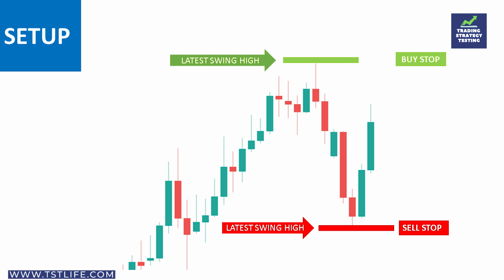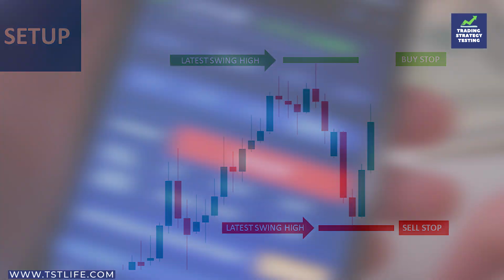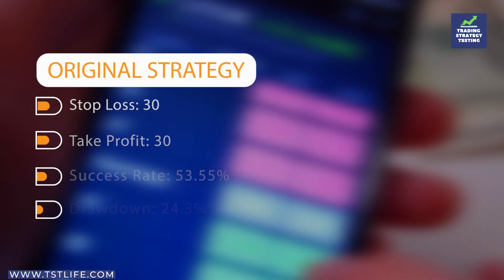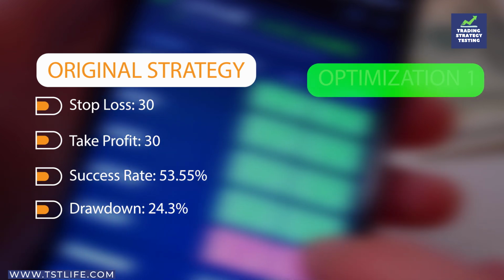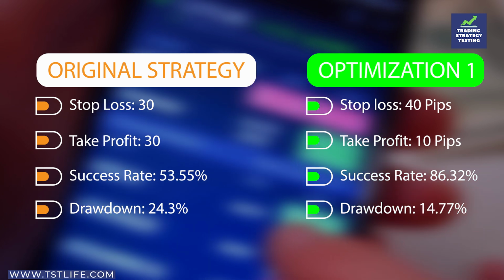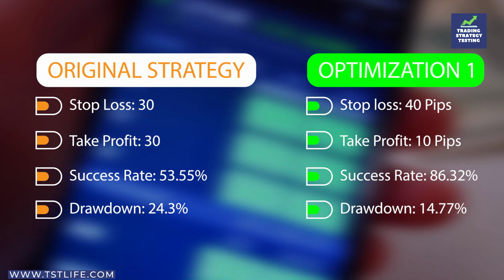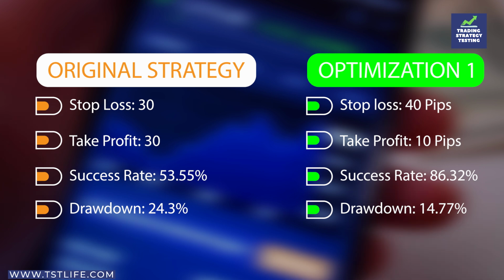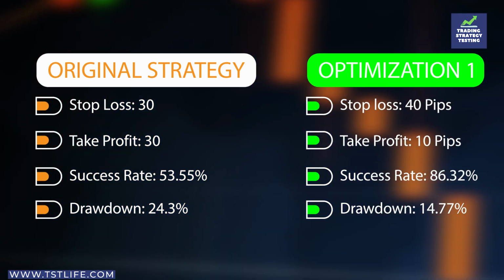The risk to reward ratio is an important element here. At first, we tried 1-to-1 and we ended up with a 53.5% success rate. The figure increased to 86.3 when we went for a 4-to-1 risk to reward ratio. And the drawdown decreased to 14.7% from the 24.3% we recorded at the beginning.